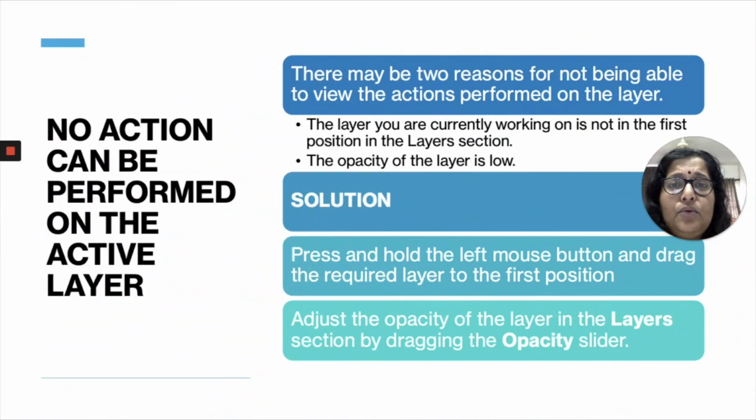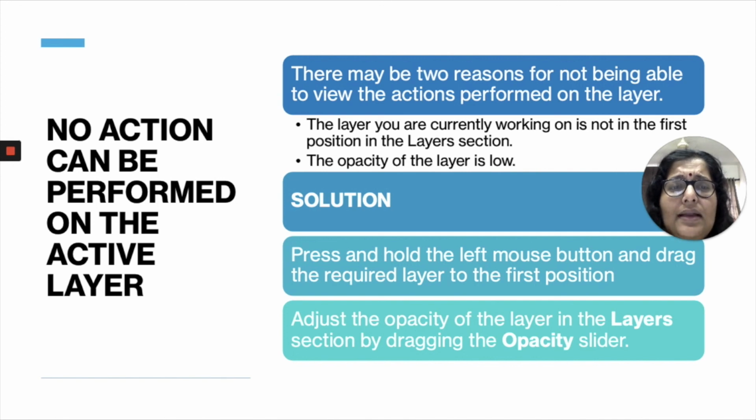Another problem that you have to rectify is that no action can be performed on the active layer. That is, you try to do something on the active layer that you are working on and you are not able to do anything. You are not able to perform any operation on the active layer. There are two reasons why you are not able to do so.